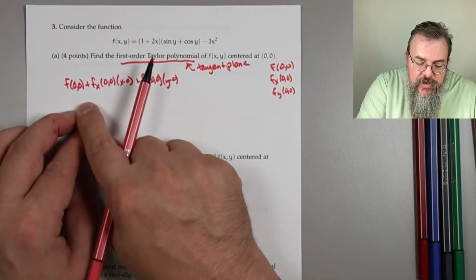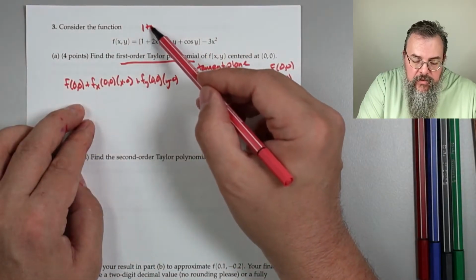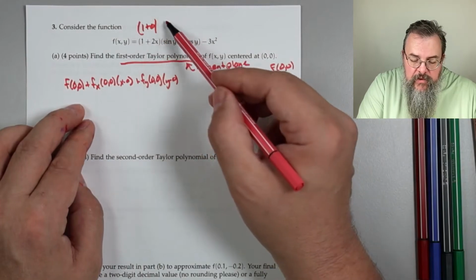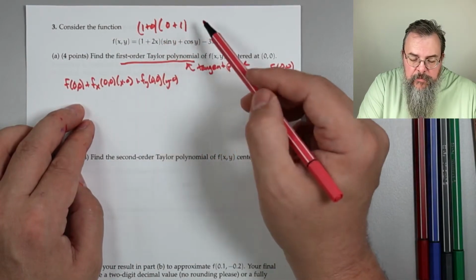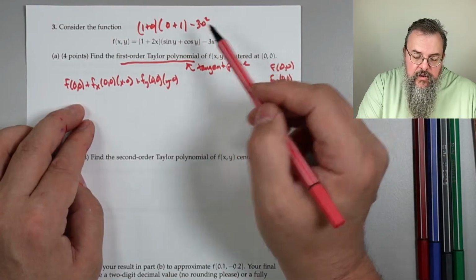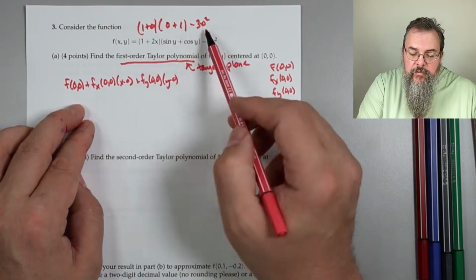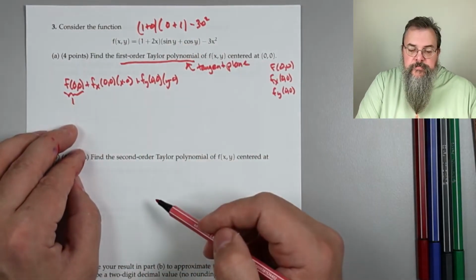Now f at 0, 0, we can just plug that in. We'd have 1 plus 0, then we'd have sine 0 plus cosine 0, which is 0 plus 1, then we have minus 3 times 0 squared. So that's 1 times 1 minus 0. So f of 0, 0 is 1.